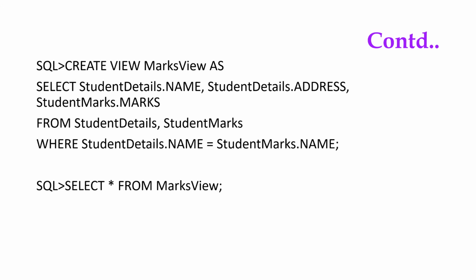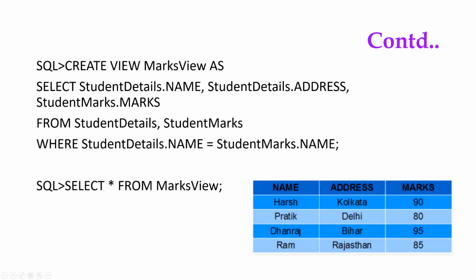So this is the query. The view name is marks view. As I have told you, I have chosen name, address and marks for the fields which match the name. Is it right? I have told you there are 4 records which are matching with each other. For the 4 records, the name, address and marks are displayed in marks view. Is it clear?